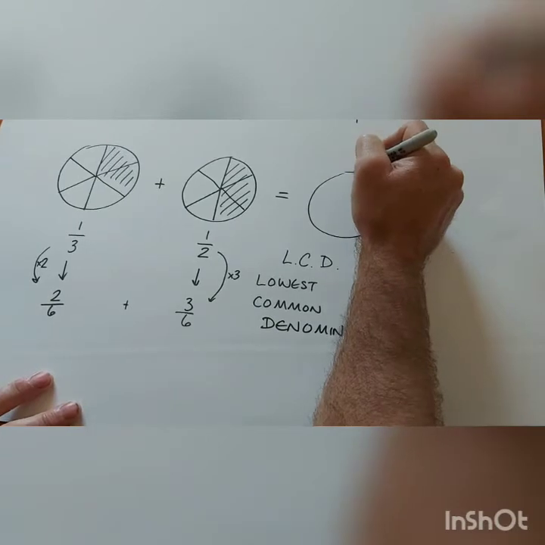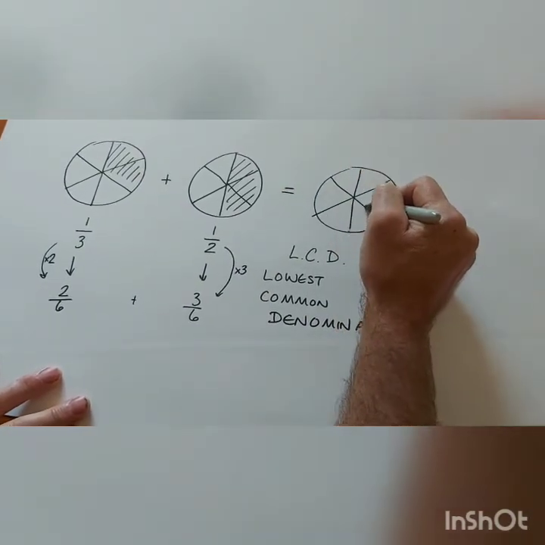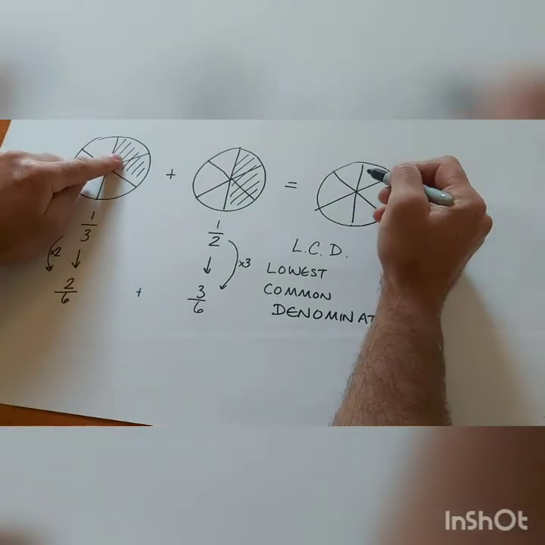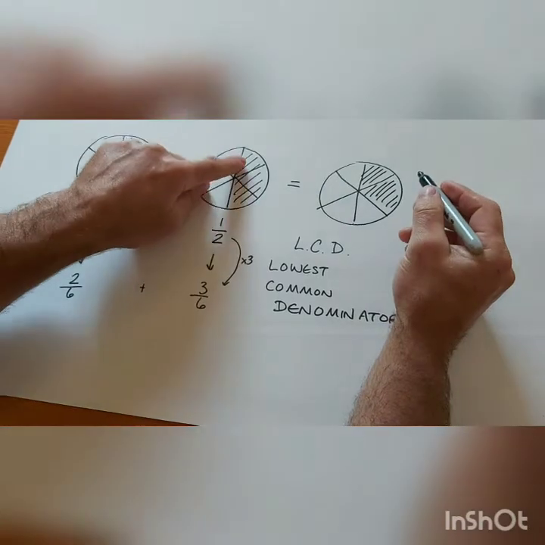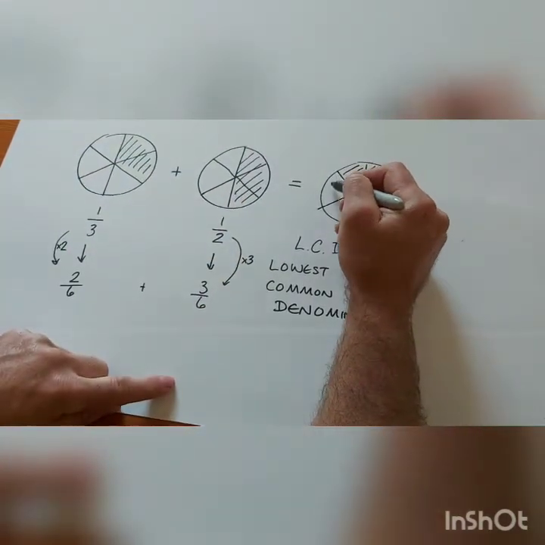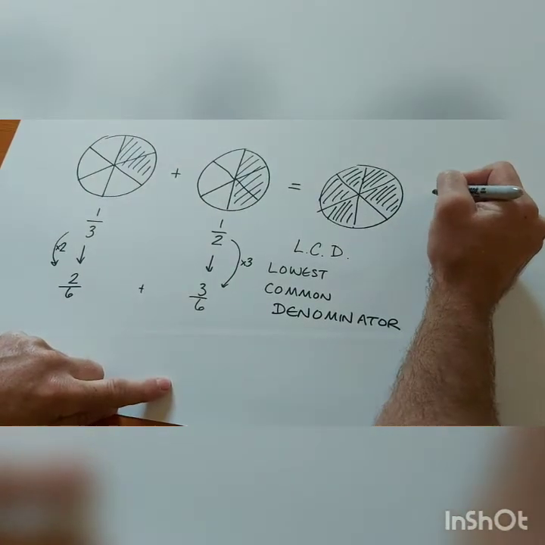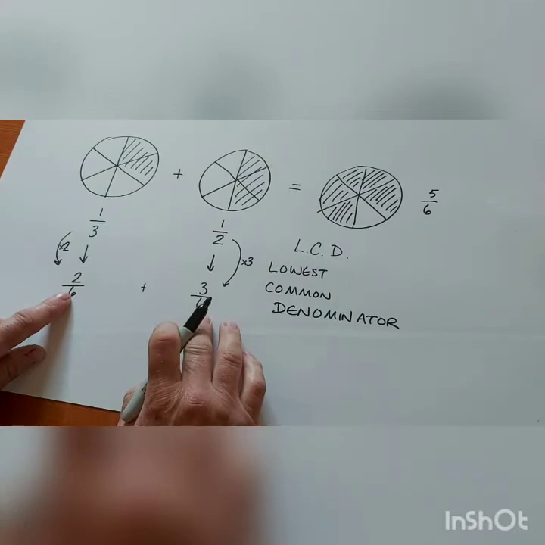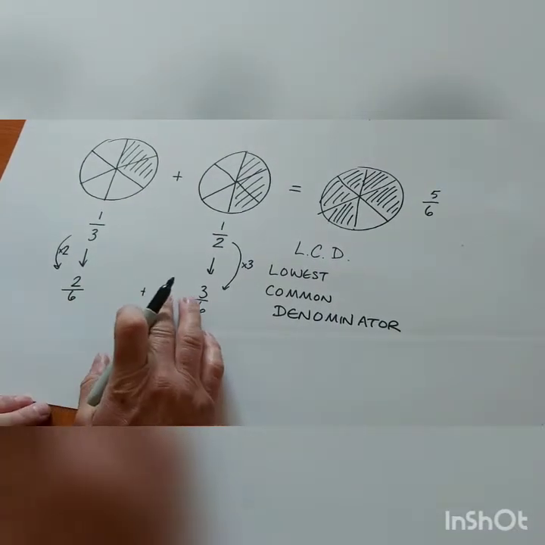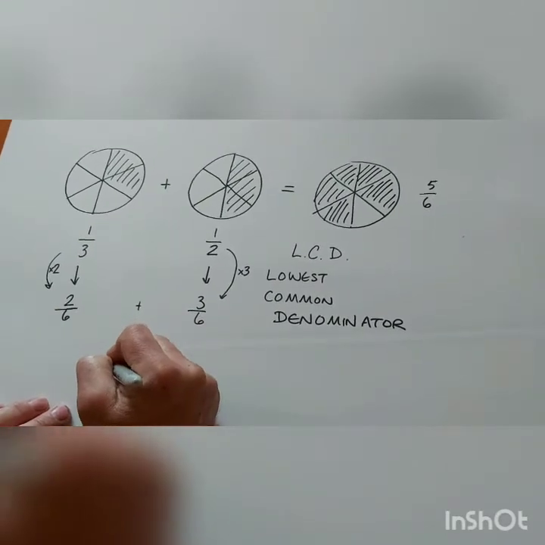And if I show you pictorially, I'll have 2 shaded parts here and 3 here, which is 5 out of 6. And if I show you here numerically, 2/6 plus 3/6 equals 5/6.